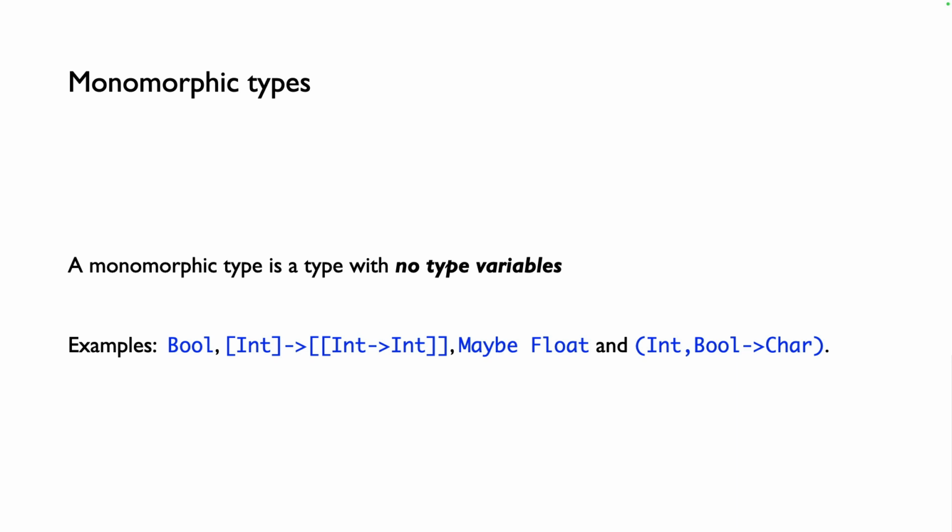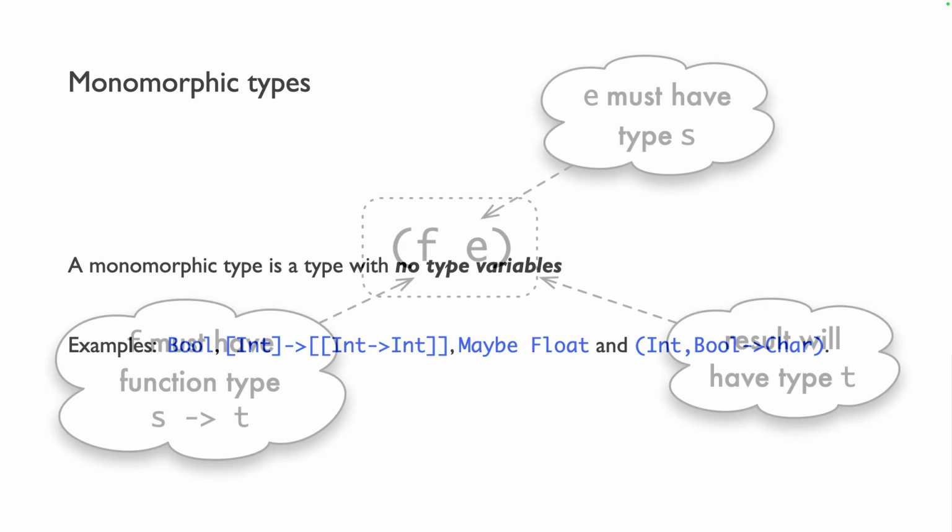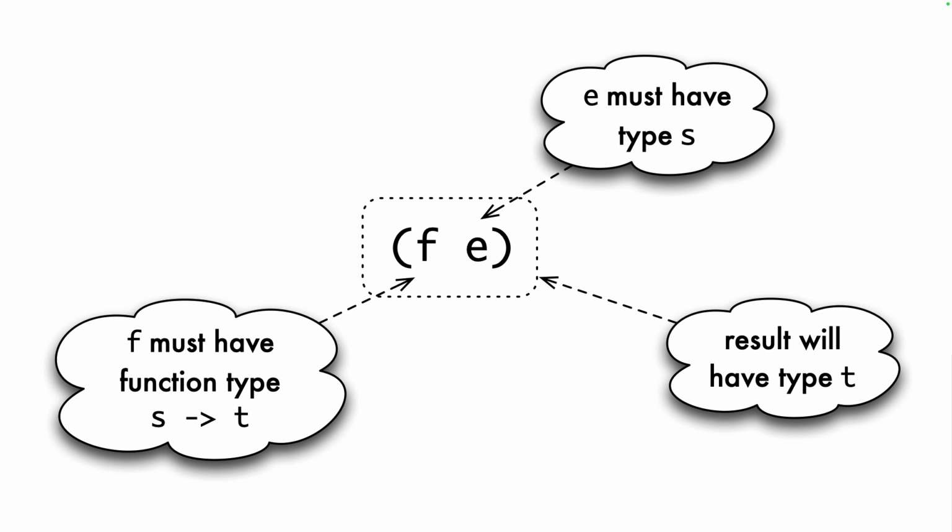I've put a few examples here. They might contain functions or data constructors or pairs or whatever. But the crucial thing is there are no type variables. What is the key thing that we have to do when we type check a functional program? The key thing we check is what happens when we apply a function to an argument.